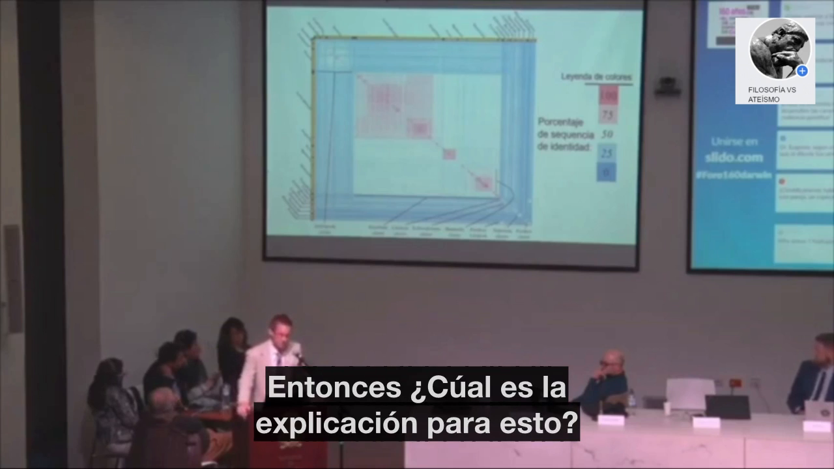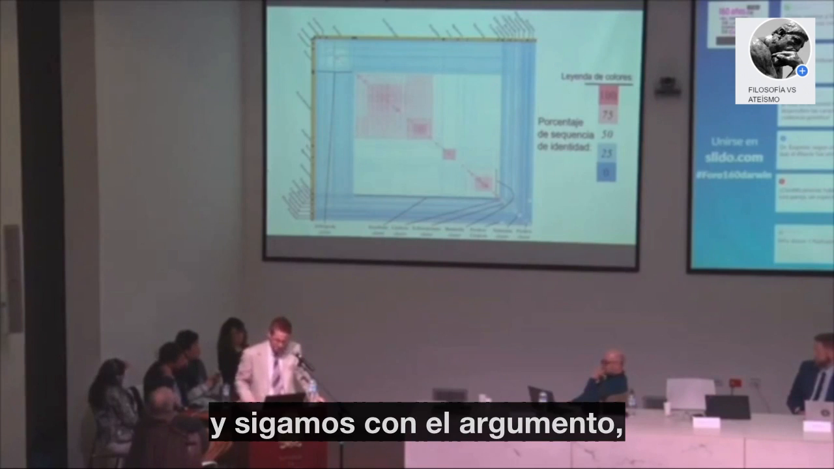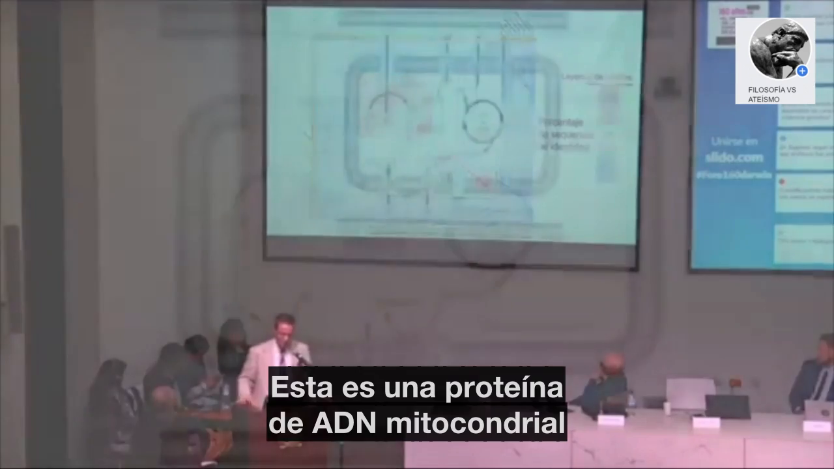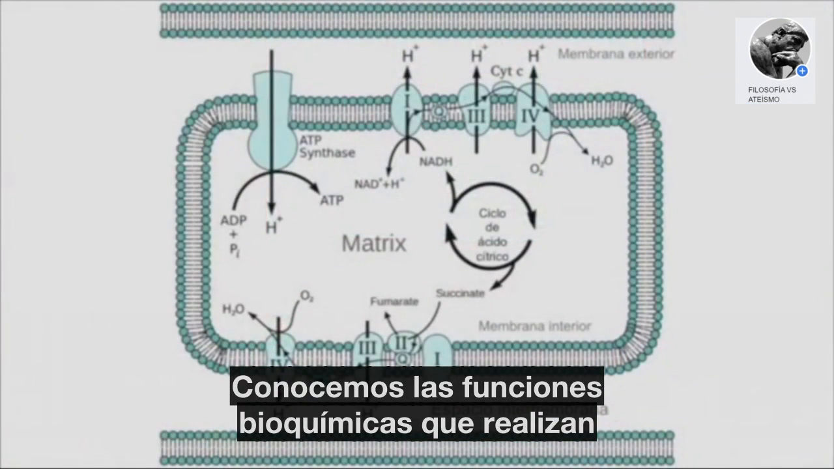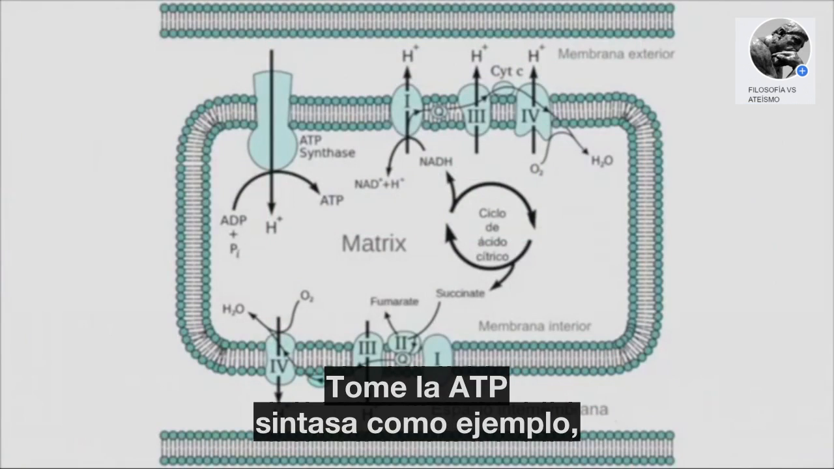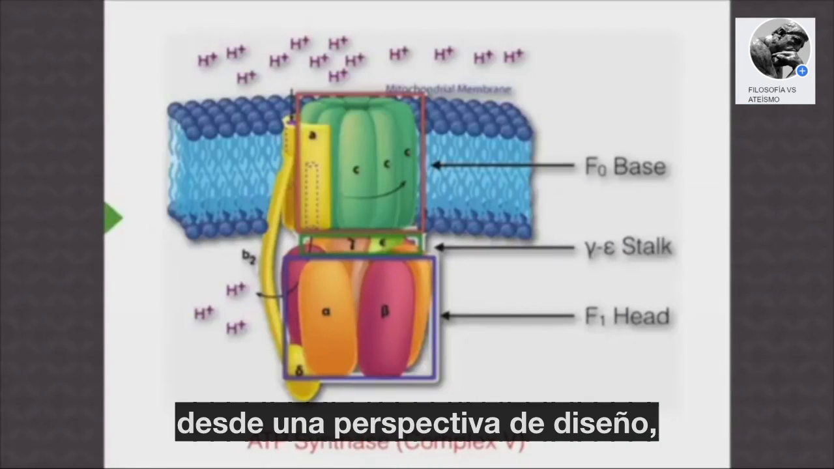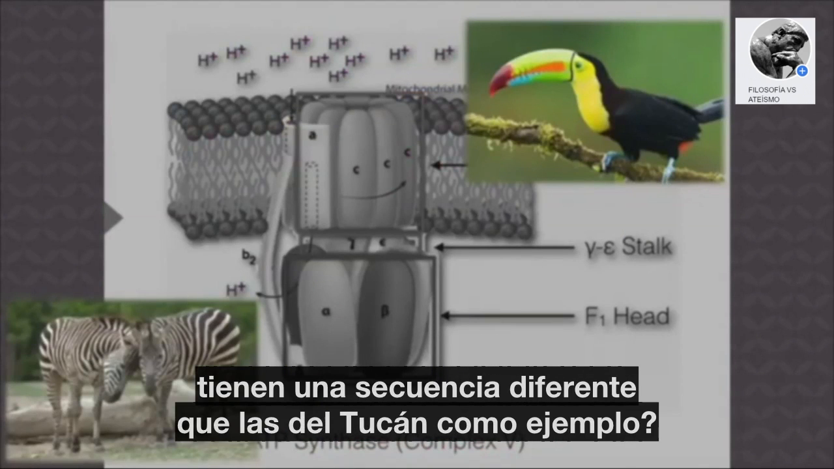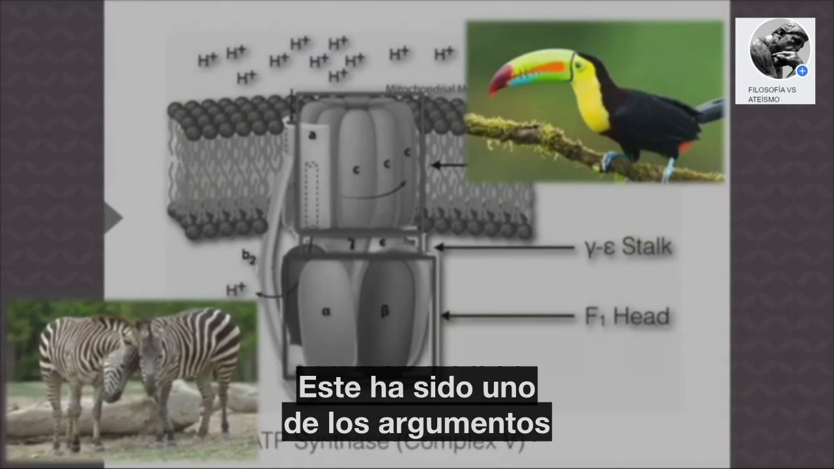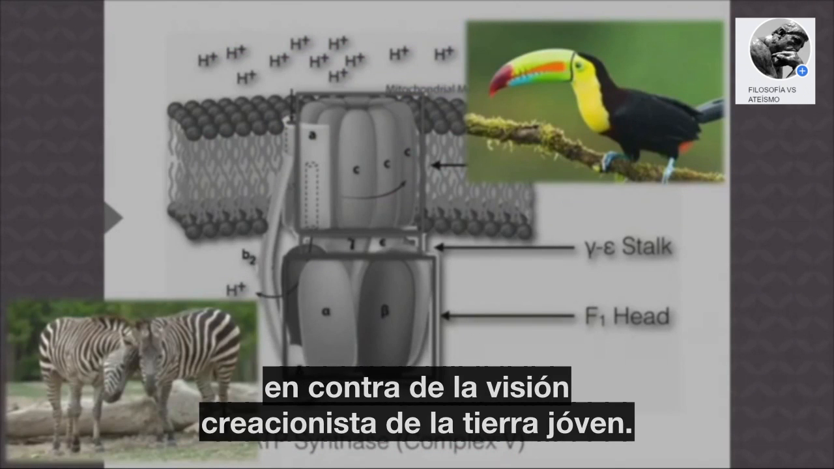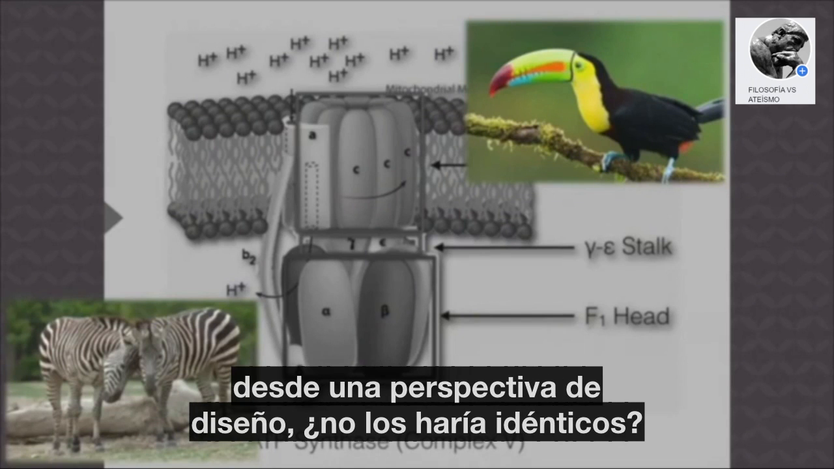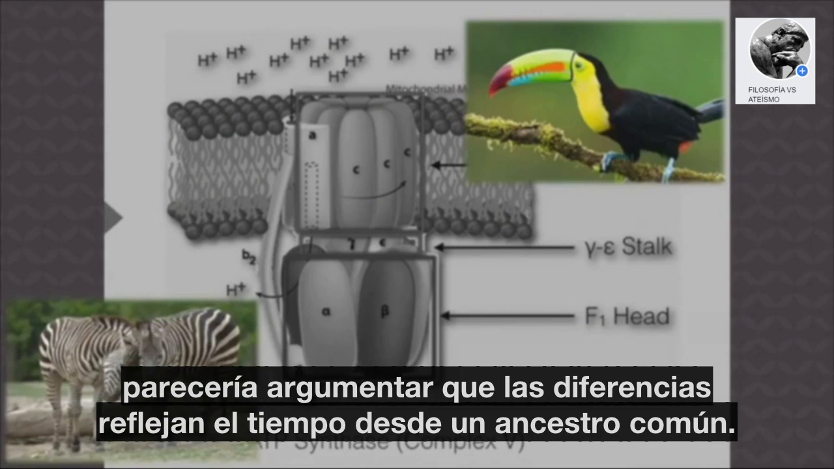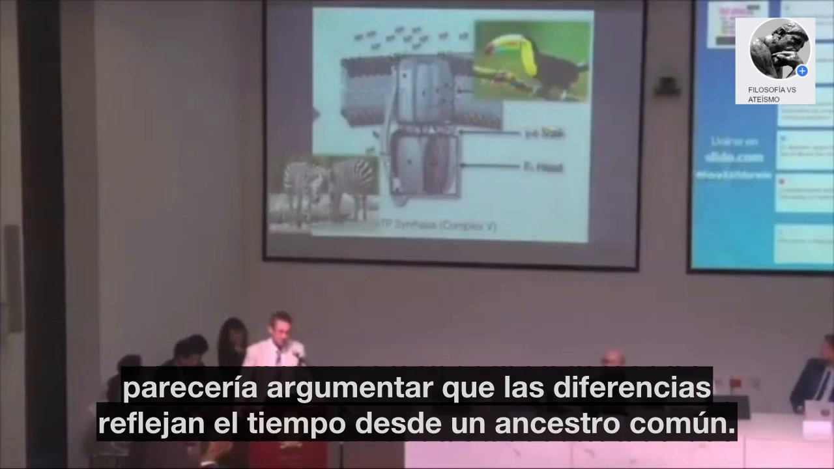So what's the explanation for this? And let's press the argument further, as many of my opponents have done. This is a particular mitochondrial DNA protein. We know the biochemical functions that they perform in the electron transport chain. Take the ATP synthase as an example. From a design perspective, why would the zebra ATP synthase proteins have a different sequence from the toucan, as an example? This has been one of the arguments levied against the young Earth creationist view. From a design perspective, wouldn't you make them identical? And the fact that they're not, and in a groups within groups pattern, would seem to argue that the differences reflect time since common ancestor.